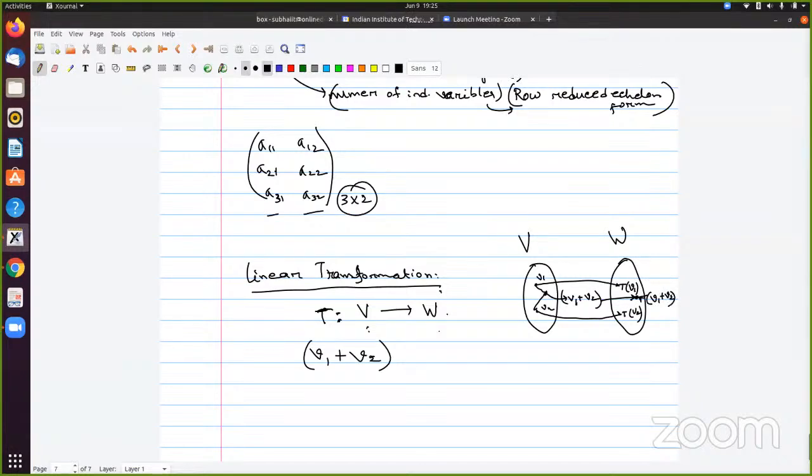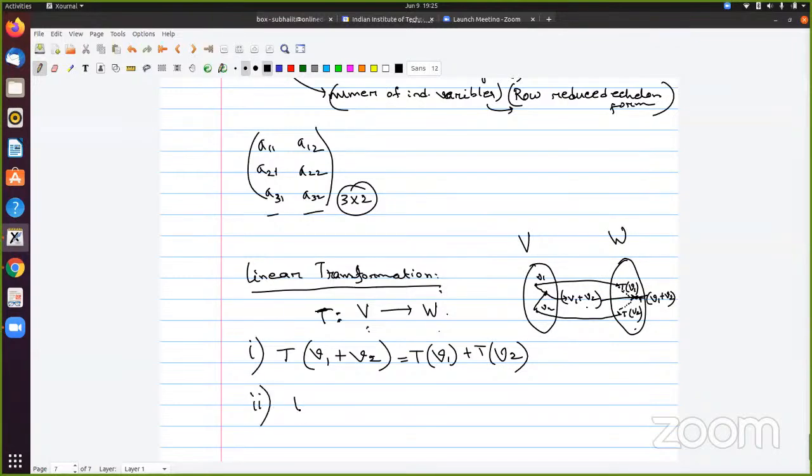Now, there should be some relation between T of V1 plus V2 and T V1 and T V2, right? That is the relation we are taking as the first condition. It should be equal. So if I add T V1 and T V2, I should end up at the same image here. Okay, this is the first condition.